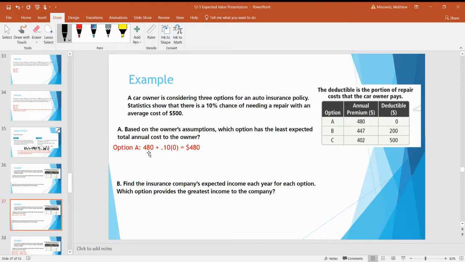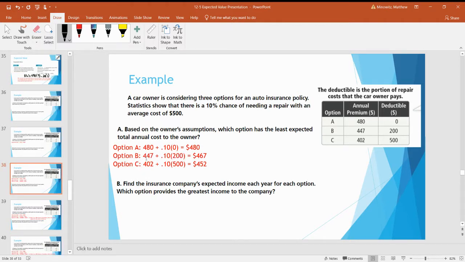Okay, it's going to cost you $480. Okay, $480, 90%, 100% of the time. Okay, 10% of the time we have to pay an additional deductible, but since the deductible is zero, it's $480. Pause the video if you need to recalculate. If not, here we go.